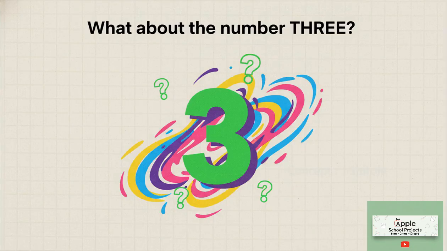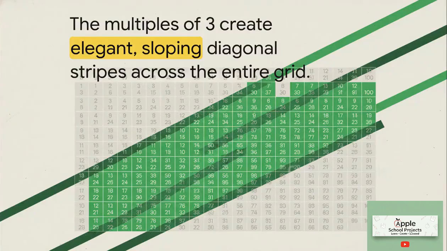All right, so 5s gave us those nice, clean, vertical lines. That was pretty straightforward. But what about a number that's a little trickier, like 3? Let's try highlighting all the multiples of 3 and see what kind of shape they make. And check it out. No more straight lines. This time, the multiples of 3 create these amazing diagonal stripes that just slice across the whole grid. It's a totally different vibe, right? It just goes to show you that different numbers have their own unique visual fingerprint.